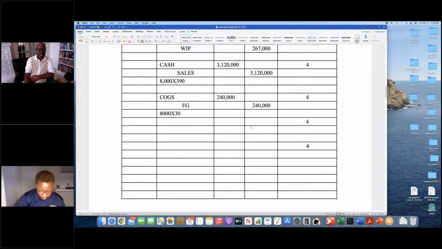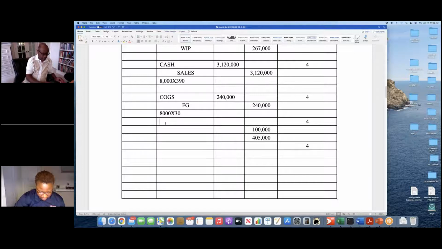So we have 100,000 and 405,000. And once again, standard journal entries. What are we going to debit? Manufacturing overhead. We're going to credit what? Accumulated depreciation. And cash.